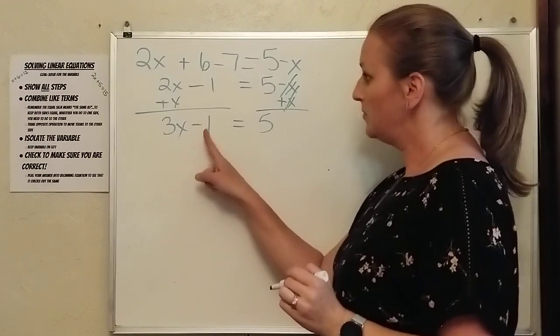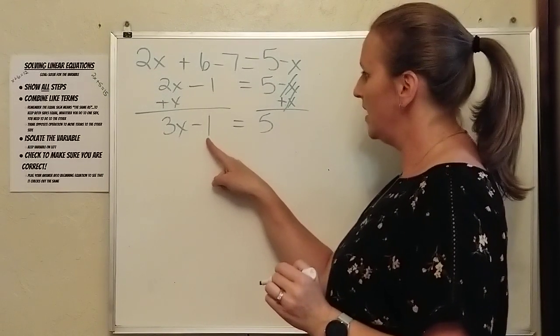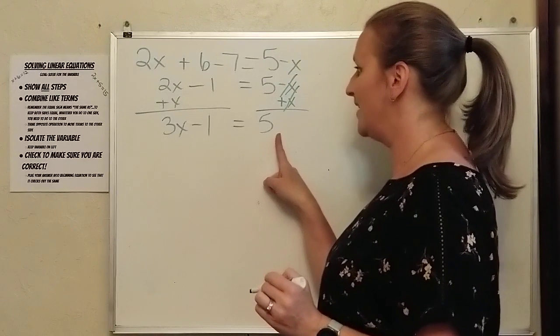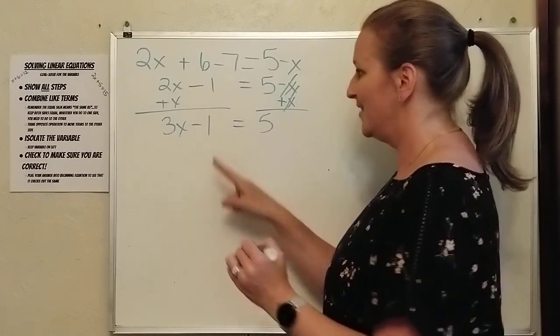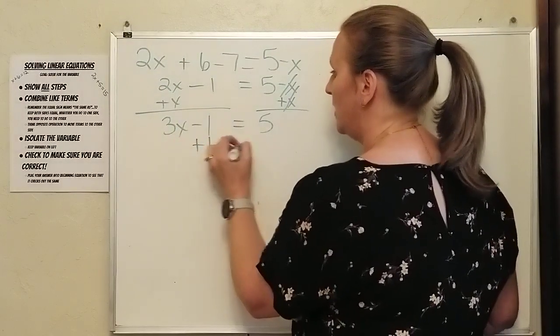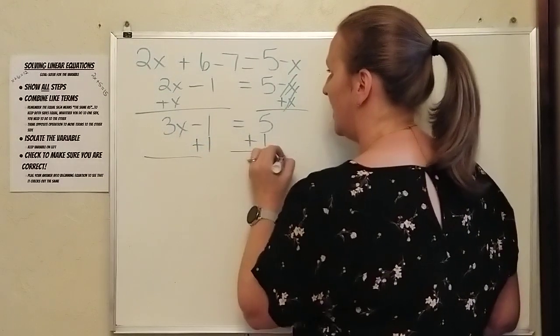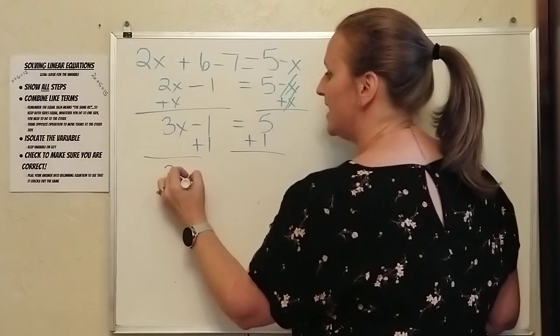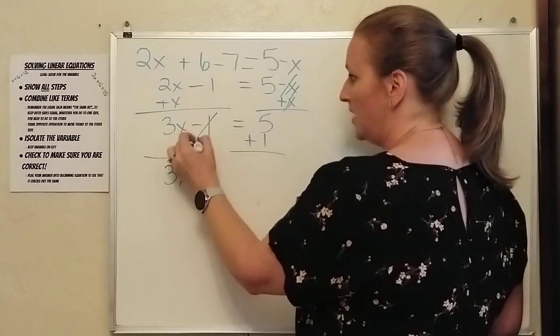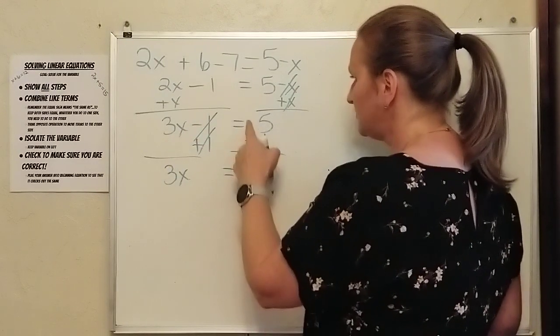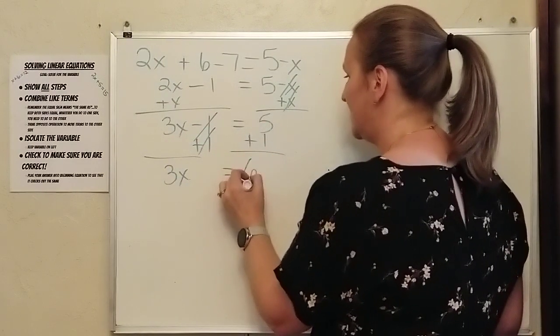Now I want to combine my constants. I have my minus 1. I want to move that over to the side with my 5. The opposite of a negative 1 would be a positive 1. What I do to one side, I want to do to the other. Bring down 3x. Minus 1 plus 1, those will cancel out. Equals 5 plus 1 is 6.